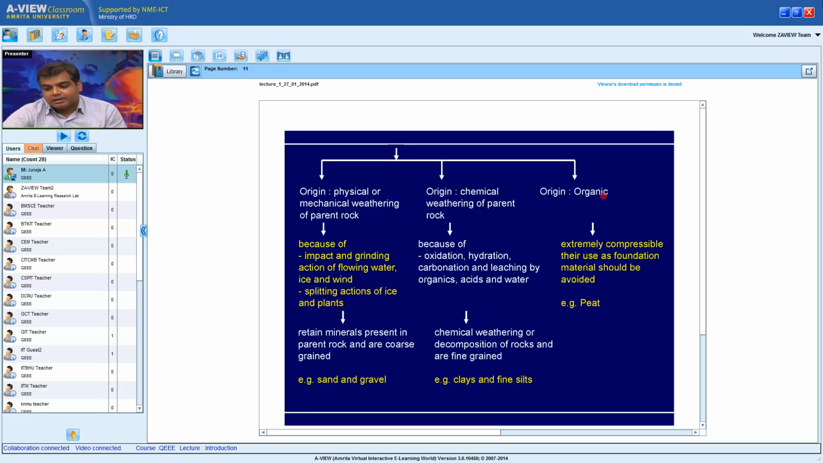The third one is if the origin is organic in nature. Now, the organic ones, if you look at them, are very fibrous. A good example is peaty soil. Fortunately, in this part of the world, our peaty soils are not very largely spread, and we often do not come across these deposits. But if you happen to travel to some European countries, peaty soil is a big problem over there, where the fibrous nature of the soil makes it a highly compressible material.